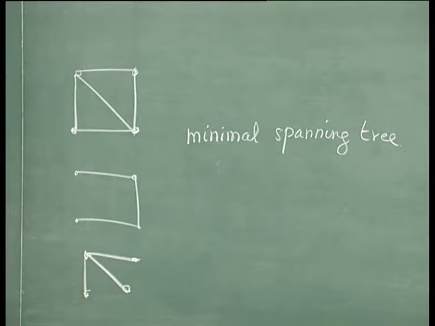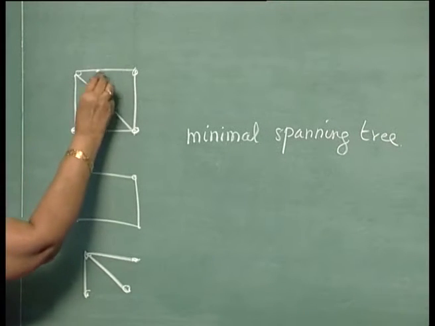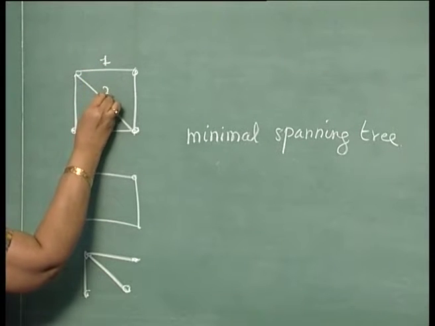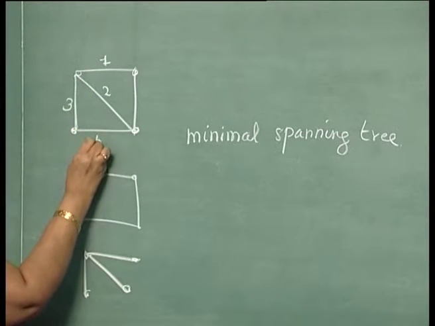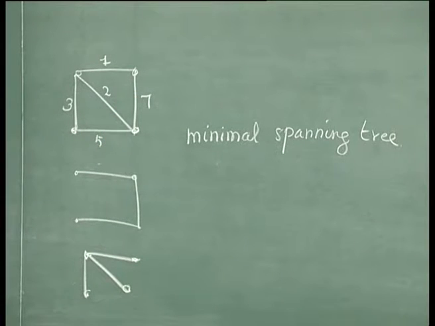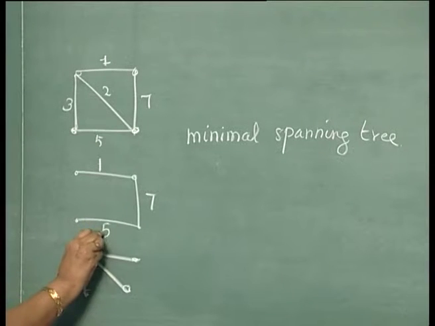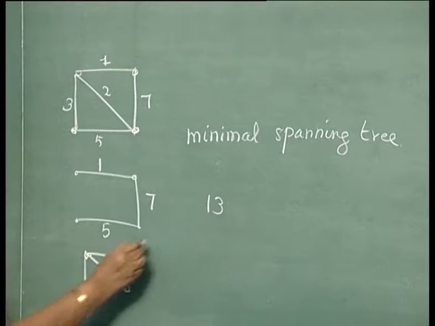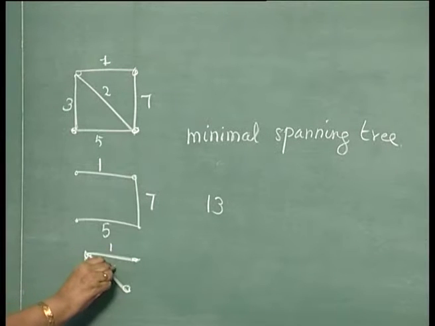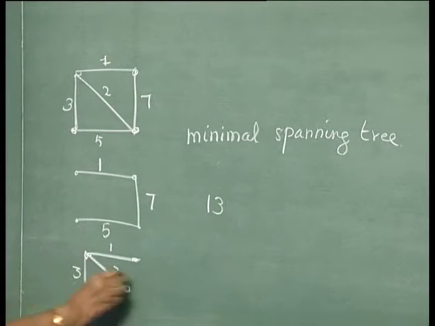For example, if the edges have weights, say 1, 2, 3, 5, 7, something like that. There are 5 edges in the graph and the spanning tree will have only 3 edges. If you choose this spanning tree, the weight of the tree will be 1, 7, 5, which will add up to 13. If you choose this tree, it is 1, 2 and 3, the weight will add up to 6. Okay. So, this is the minimal spanning tree in this example.